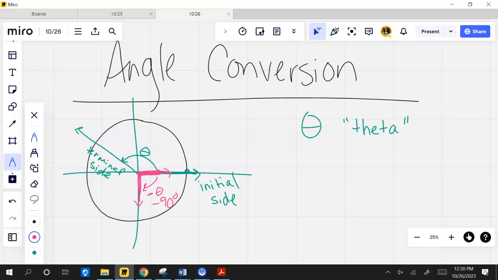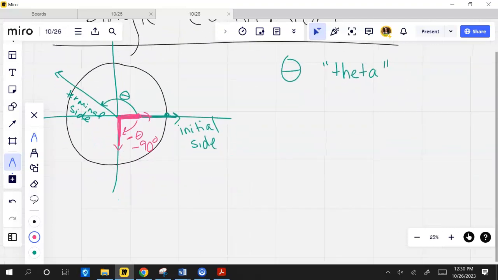Okay. But what happens is I can have what we call coterminal angles, okay? Which means, now y'all stay with me for just a second.